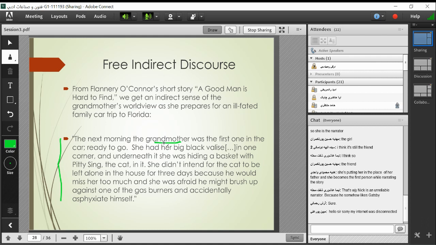The next morning, the grandmother was the first one in the car, ready to go. She had her big black valise in one corner, and underneath it, she was hiding a basket with Pitty Sing, the cat, in it. She didn't intend for the cat to be left alone in the house for 3 days because he would miss her too much, and she was afraid he might brush up against one of the gas burners and accidentally asphyxiate himself.